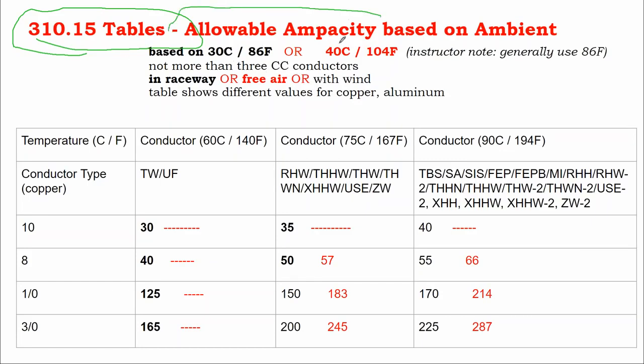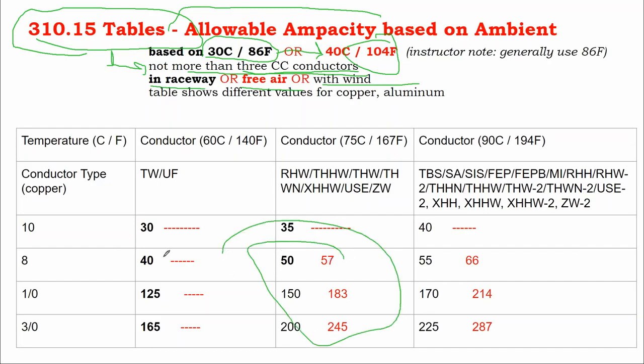So this one is based on 86 degrees, and then separately there's another chart that's based on 104 degrees, and then it says the ampacities in this chart are for no more than 3 current carrying conductors, because otherwise you'd have to go and apply additional derating, between 20 and up to 55, 60%, like we just said. And then it says this is in a raceway, and then there's a different chart for free air, and then a different chart with wind that has different ampacities listed.